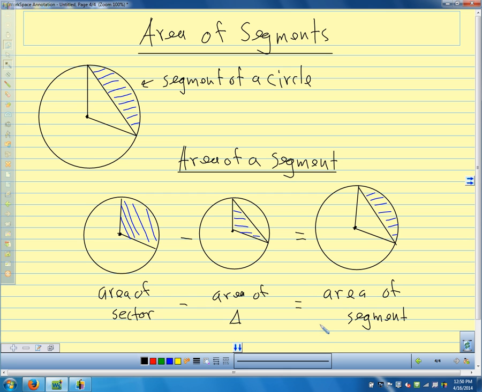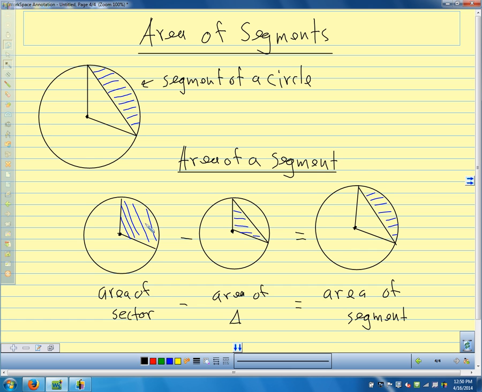So to find the area of a segment, we have to find the area of the entire sector. We subtract the area of the triangle, and that will give us the area of the segment. The area of the triangle is nice because two sides of the triangle are each a radius of the circle. So we'll be able to use that information to help us find the area of that triangle.